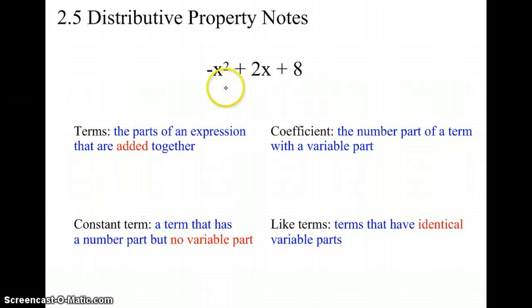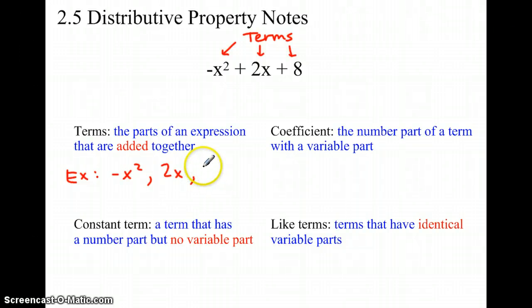The term is the part of an expression that can be added together. So you see that we have an example here. I would say that we have three terms. This is a term, this is a term, and this is a term. So this expression has three terms. If I asked you to list those terms in the example, I would ask you to give me the opposite of x squared as my first term, 2x as my second term, and a positive 8 as my third term.